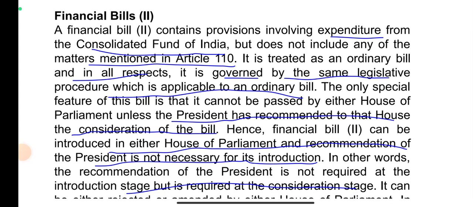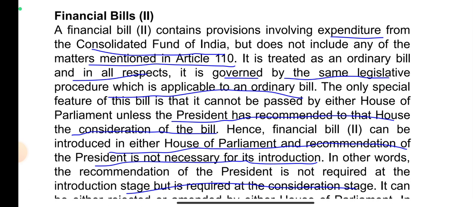Now, Financial Bill 2. A Financial Bill 2 contains provisions involving expenditure from the Consolidated Fund of India but does not include any of the matters mentioned in Article 110. It is treated as an ordinary bill, and in all respects it is governed by the same legislative procedure which is applicable to an ordinary bill. The only special feature of this bill is that it cannot be passed by either House of Parliament unless the President has recommended to that House the consideration of the bill.